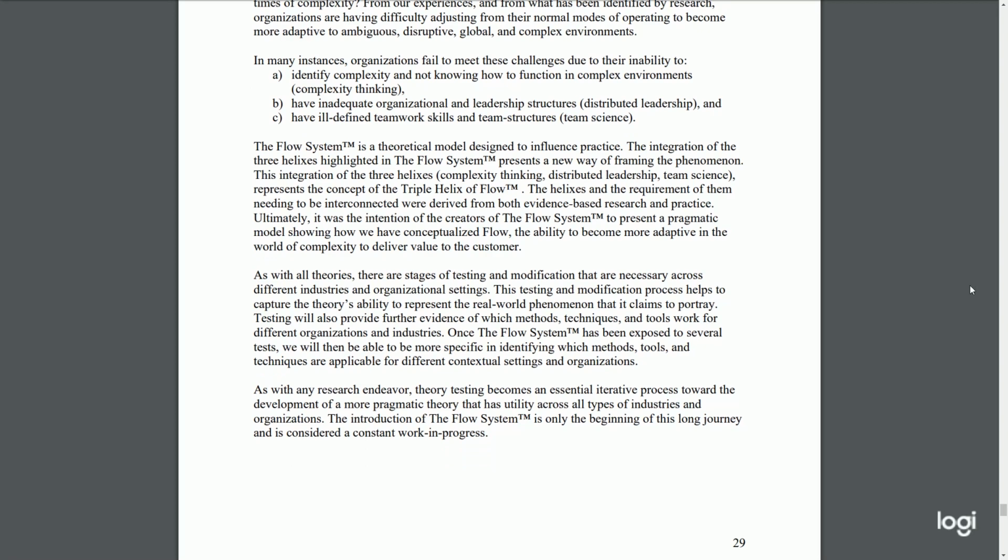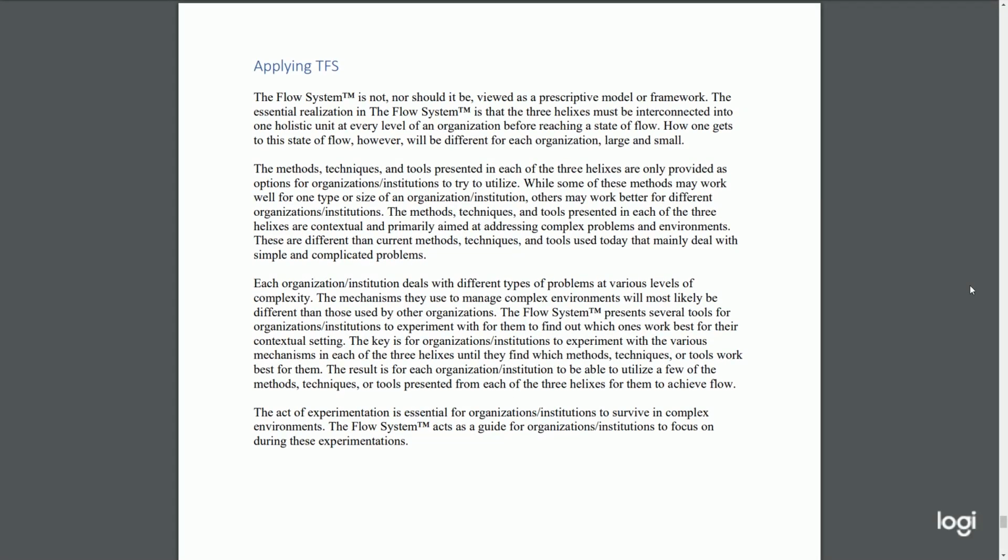As with any research endeavor, theory testing becomes an essential iterative process toward the development of a more pragmatic theory that has utility across all types of industries and organizations. The introduction of the flow system is only the beginning of this long journey and is considered a constant work in progress. Applying TFS. The flow system is not, nor should it be, viewed as a prescriptive model or framework.